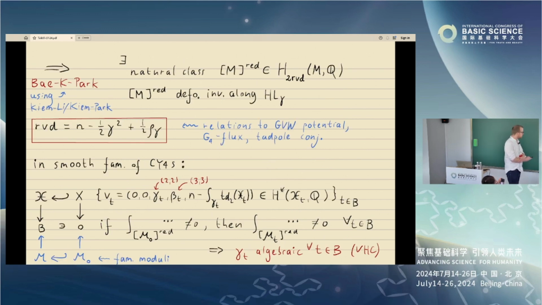So this is achieved in a work with Yonghan Bae and Yeonjun Park, using work of Kim-Lee and Kim-Park. What we show is there exists a natural reduced virtual class in homology with rational coefficients, which is deformation invariant only along the Hodge locus. And the degree in which it appears is twice the reduced virtual dimension, which is n minus half gamma squared as before, but now plus half of rho_gamma, this codimension of the Hodge locus. And what's interesting here is these here appear in F-theory as well. They're related to the Gukov-Vafa-Witten potential and the G4 flux.